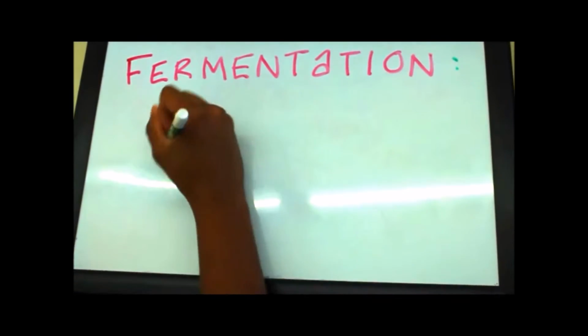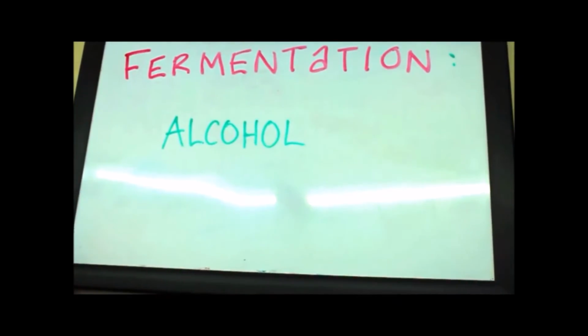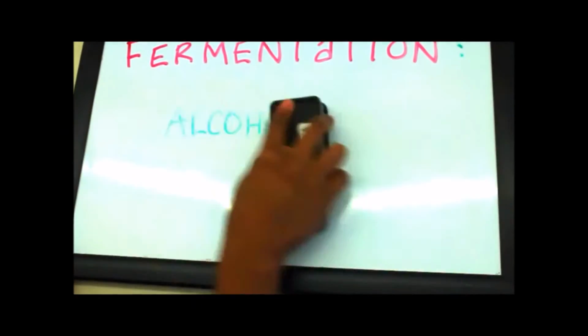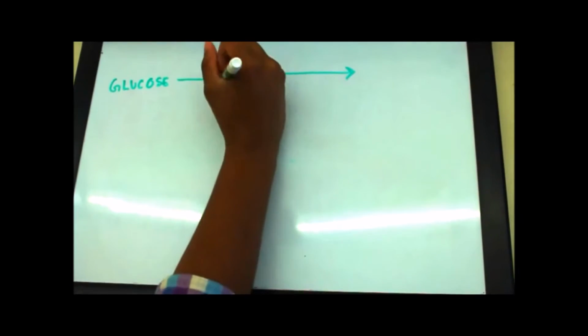So next we'll be talking about fermentation, which is basically cellular respiration only without oxygen, and there are 2 types, and the main goal is to process and replenish NAD+ so that glycolysis can proceed once again. And the first form is alcohol fermentation.